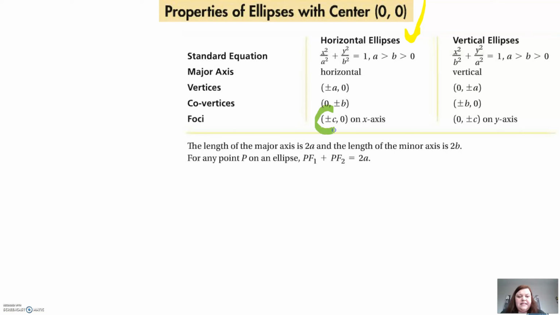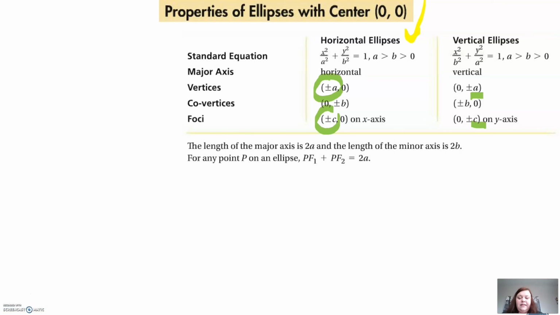Here we have our plus or minus C. And notice it's in the same position as our A. So if A is in the x coordinate, then C is also going to be your x coordinate. Over here, plus or minus A is our y coordinate, plus or minus C is your y coordinate.